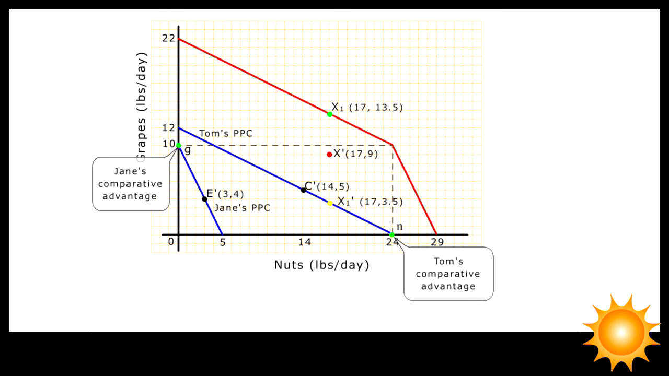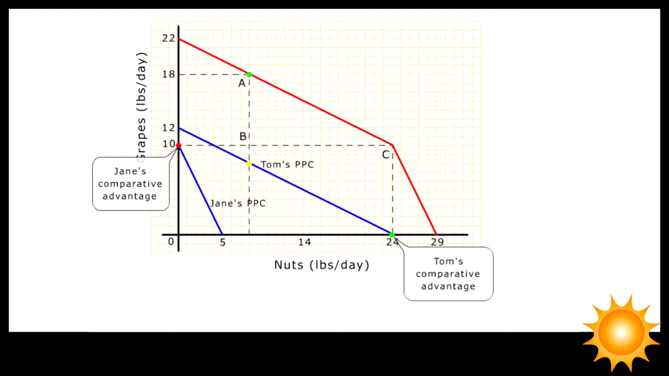To get to X1 on the combined PPC from X prime, Jane must completely specialize in grapes, and Tom must produce a little more nuts. Jane will have more grapes than she wants, and Tom will have more nuts than he wants. But if they can trade their surplus nuts and grapes at a mutually beneficial rate, such as the pink dotted line, Tom and Jane will end up better off than their positions under autonomy.